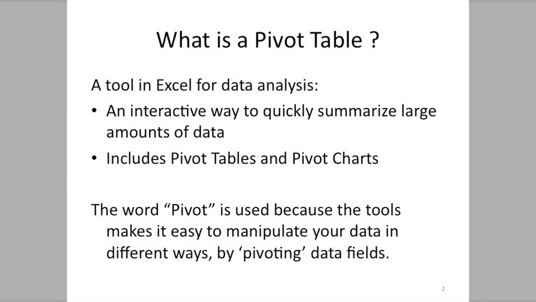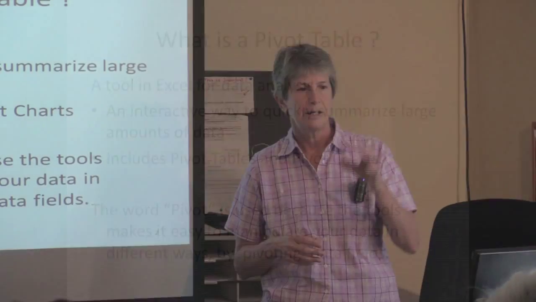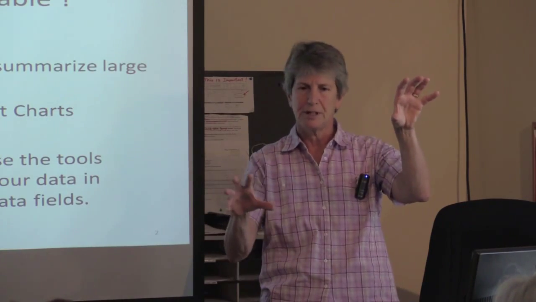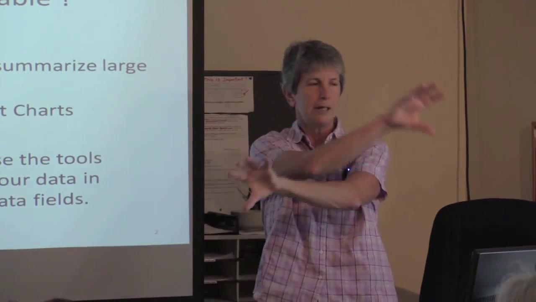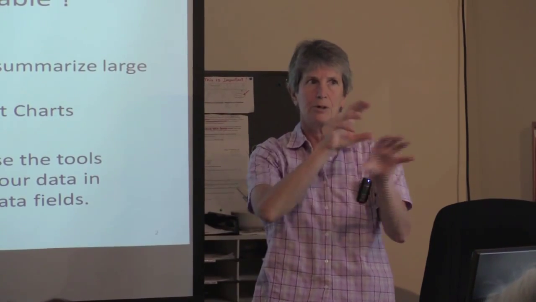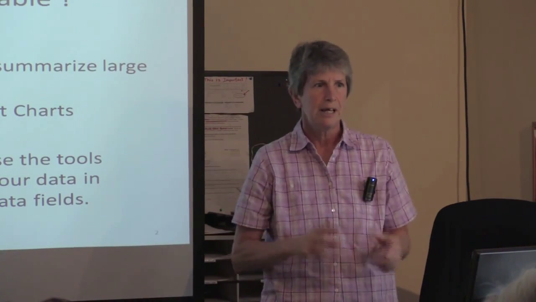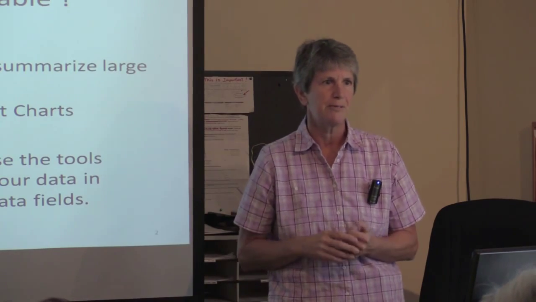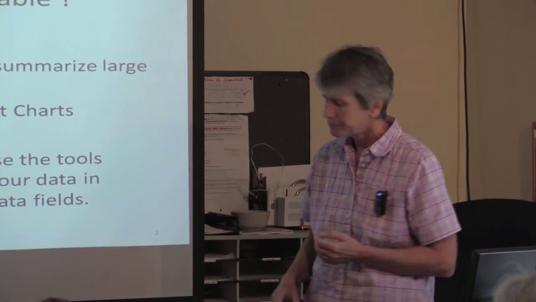There are two different types of tools under the pivot table category. One is pivot tables, and the other one is pivot charts, and we'll show you both of those. And why are they called pivot tables? Well, the word pivot is used because it's very easy using this tool to change the way you're looking at the data, whether you want to analyze one variable versus another variable, or maybe switch them and analyze them a different way, or look at two variables versus one variable. And you'll see as we get into it how that pivot word comes into play.